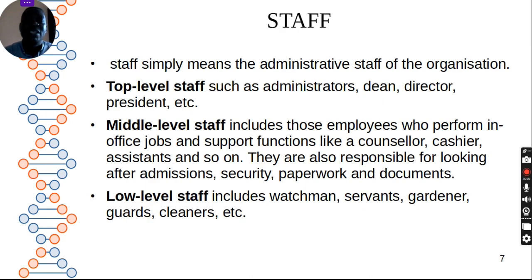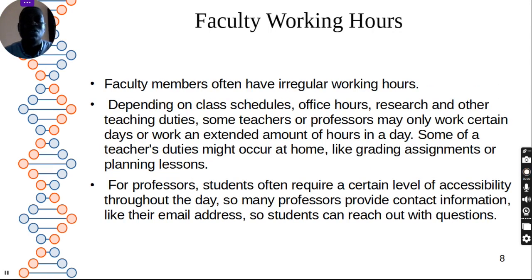By staff, we mean the administrative staff of the organization. So we have three types. We have the top level staff, such as administrators, the deans, directors, and presidents. Different countries may have different nomenclature. We have the middle level staff, including those employees who perform in-office jobs and support functions like counselors, cashiers, assistants, and so on. So they are responsible for looking after admission, security, paperwork, and documents. Then we have the lower staff that include the watchman, security, servant, gardener, cleaners, and so on.